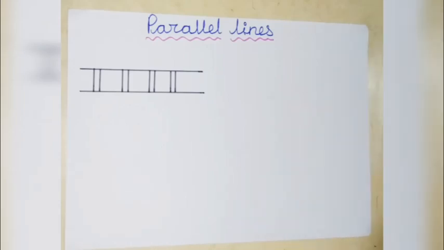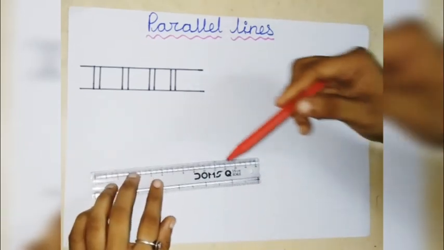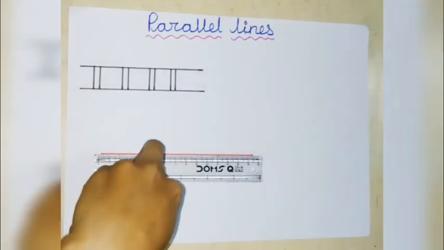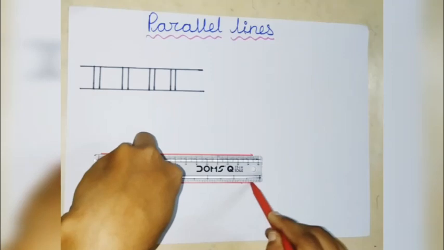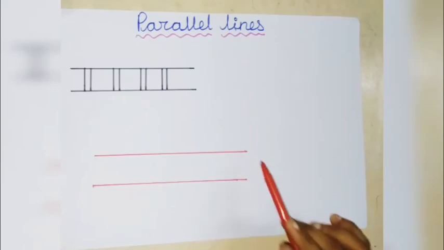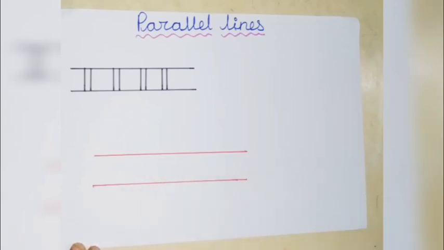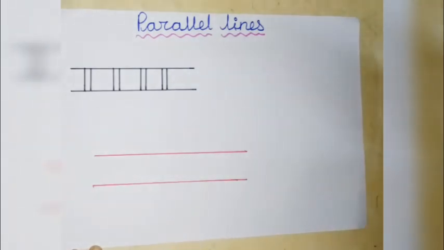Children, parallel lines never intersect each other. Here, I am going to draw two lines. Children, these are the two lines. Children, check whether they are intersecting each other. वो एक दूसरे को टच नहीं हो रहे हैं. Children, जब तक आप इन्हें एक्सटेंड करते जाओगे, वो एक्सटेंड होते जाएंगे. Parallel lines do not intersect each other, no matter how far they are extended on either side. Such lines are known as parallel lines.